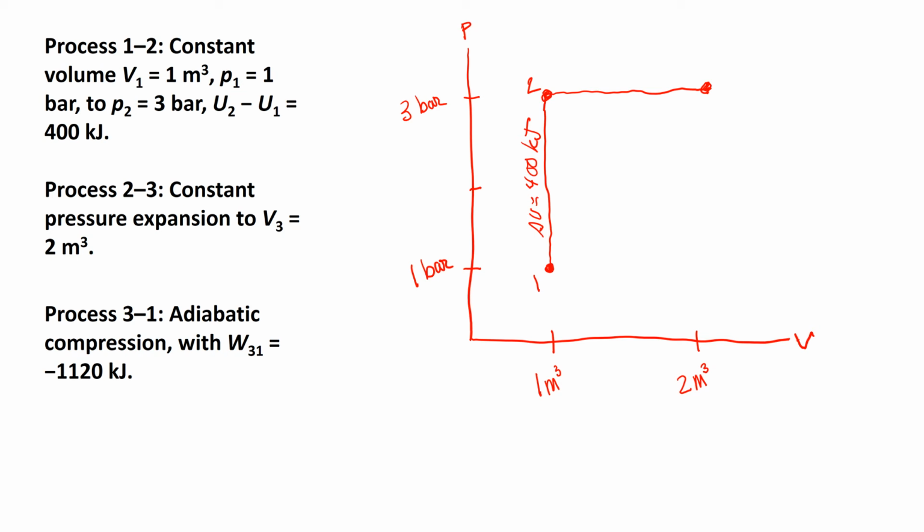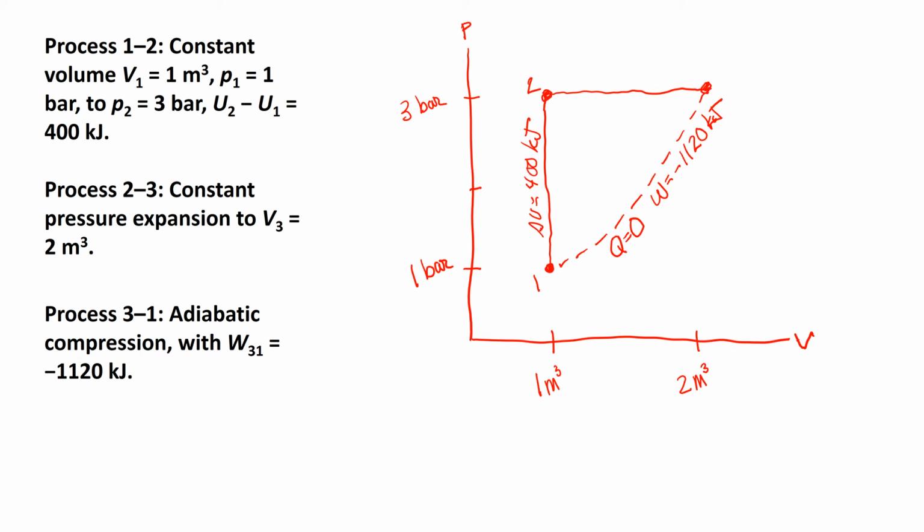And then finally going from 3 to 1, we have an adiabatic compression. I'm going to make this a dashed line to denote that I don't exactly know that the pressure and volume are following this line. But because it's adiabatic, we know that the Q for this process is 0. We also know that the work is negative 120 kilojoules. And so this is our process.